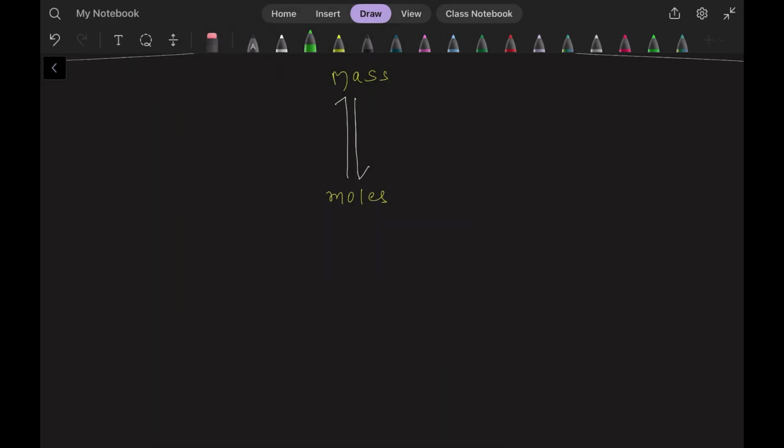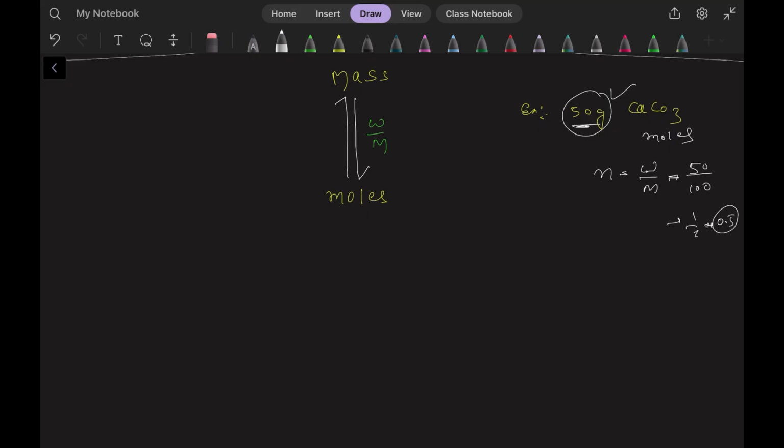Mass to moles I have to convert means what we did, weight divided by molecular weight. How, sir? See, 50 gram of calcium carbonate I told. Then how many moles does this contain? Moles is nothing but weight divided by molecular weight. It was initially in terms of mass, then finally it converts to 50 by molecular weight, which is nothing but 1 by 2, that is 0.5 we got. So mass to number of moles, weight divided by molecular weight, therefore W by M. This is weight by molecular weight.